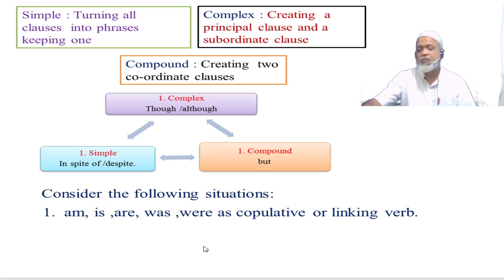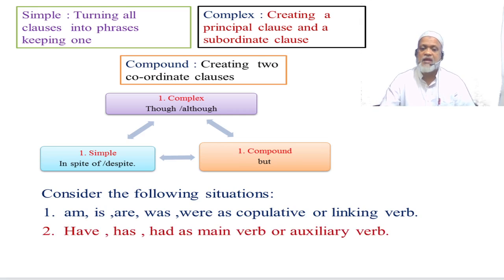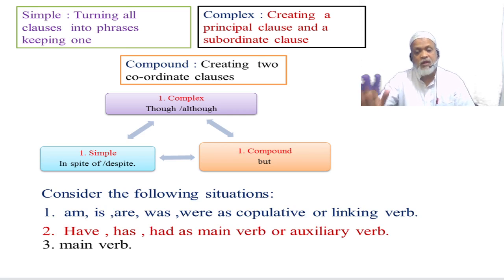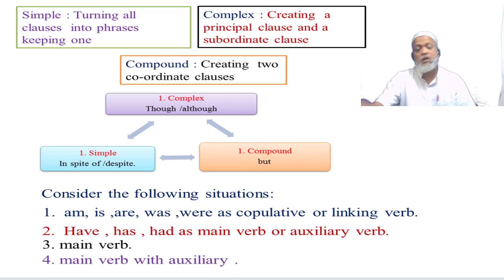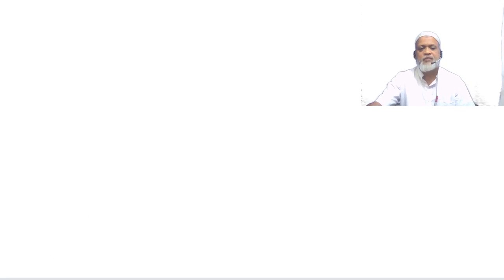And when you find have, has, had as main verb or auxiliary verb, you have to think another way. When you find a main verb without any auxiliary verbs, you have to think in a different way. And when you find a main verb with auxiliary, you have to find a different way. You must consider the fourth situation in changing the first chain or cycle of changing a simple, complex and compound sentence. Let us go ahead.